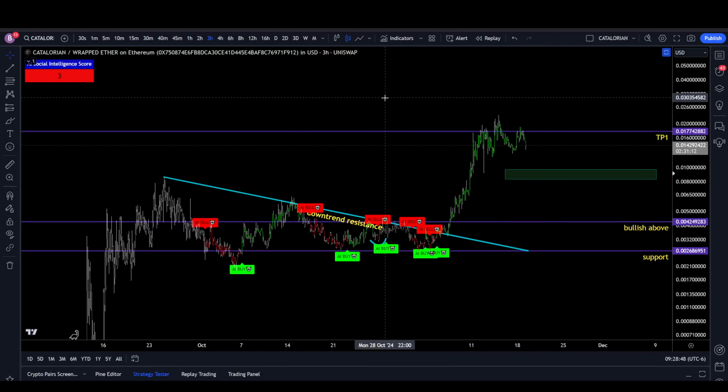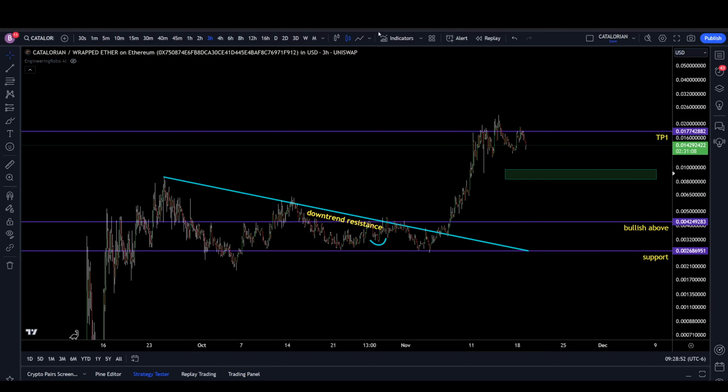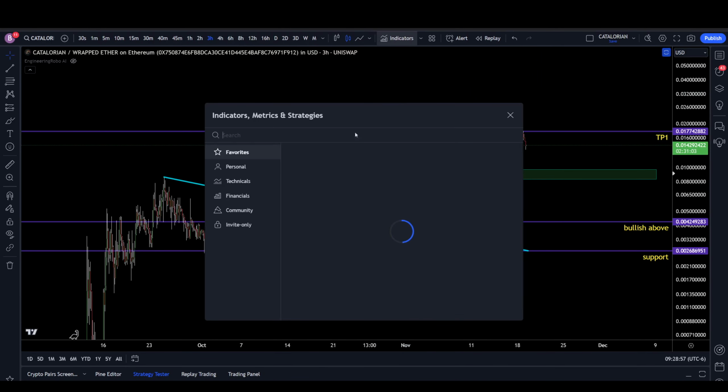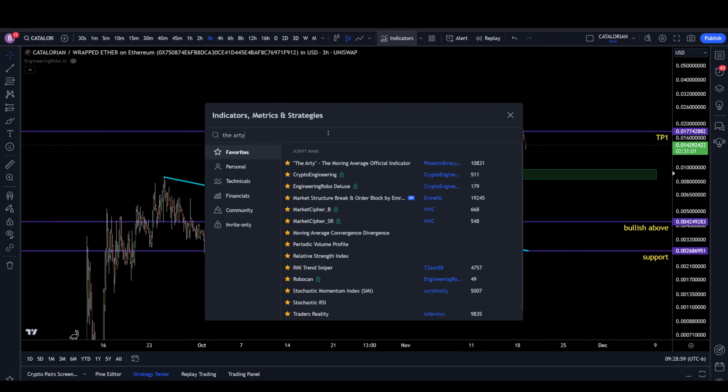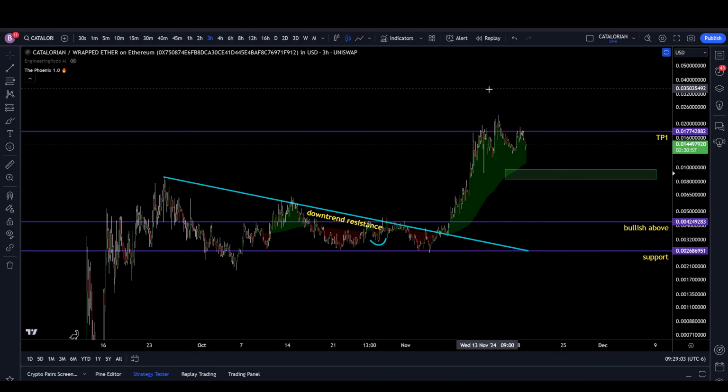We could use CATALORIAN maybe. Let me just see if it works on this one. So what you want to do is go to indicators, search one called the ARDI, and then click here. See how when it's red, you're out, when it's green, you're in, and it works.